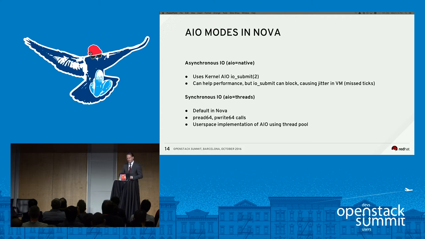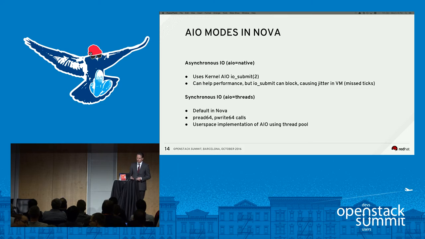I think it was in Mitaka that it changed from just being hard-coded to being a default, and you could actually override it and use AIO native. The difference with AIO native is that instead of using a userland thread pool, it uses kernel AIO, the io_submit system call. And that can help performance. It can bring down CPU a little bit in some cases, but it's complicated. We ran tests with both, and for our particular workload, we didn't see that one performed particularly better than the other.